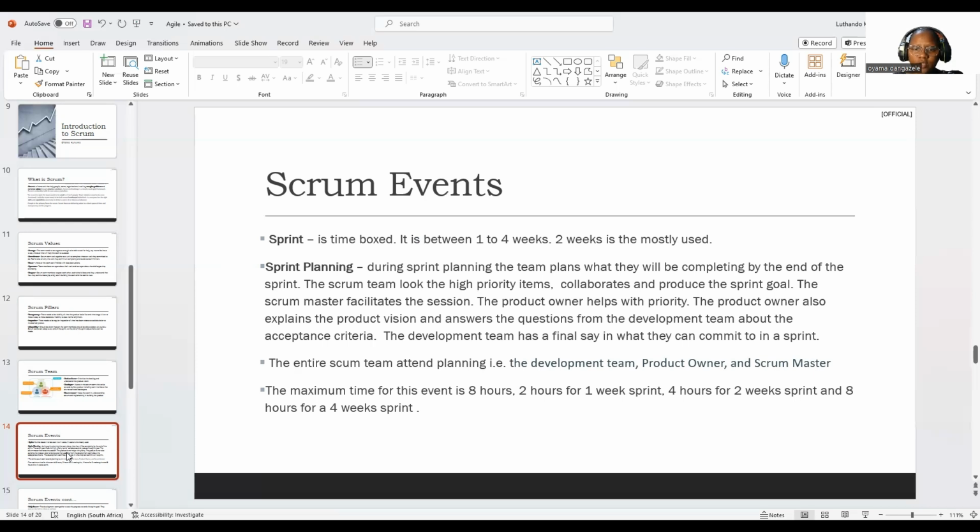So the entire Scrum team attends the planning. If you can recall, we mentioned that the Scrum team is made of the development team, product owner, as well as the Scrum Master. By development team, I mean developers. The maximum time for sprint planning is 8 hours, which is 2 hours for a 1 week sprint, 4 hours for a 2 week sprint, and 8 hours for a 4 week sprint. Okay.